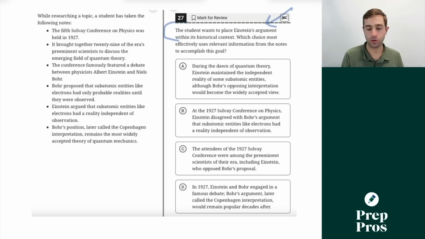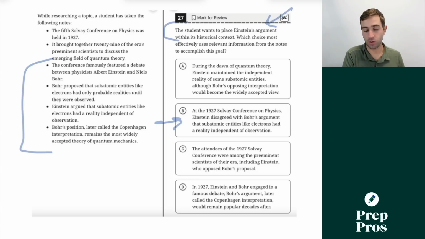Once you find answer choices that feel like they're answering the question, placing Einstein's argument within its historical context, make sure you're being really, really careful that it's actually accurate given the notes that you're given here, because we've seen a lot more of these on these newer practice tests, so I anticipate you're going to see a lot more of this on test day. Here, the most common wrong answer does a really good job of illustrating this.